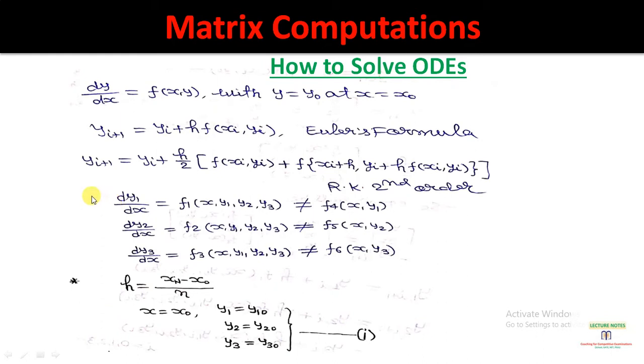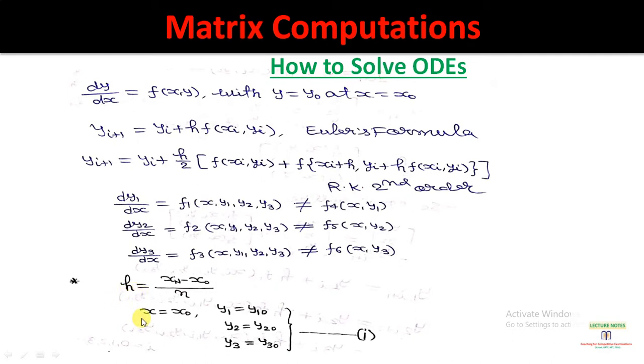Okay, so now coming back. Equation first in this set: dy1/dx = f1(x, y1, y2, y3). Second, dy2/dx = f2(x, y1, y2, y3). dy3/dx = f3 function of the same. Okay, so these are not equals to this, so now you can leave this, you focus only on these equations. Okay, h we have discussed.